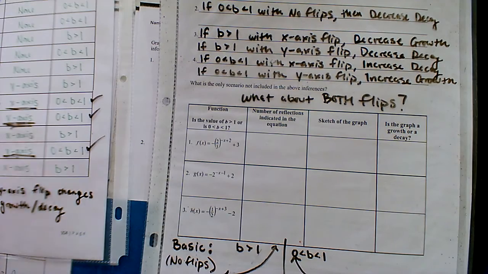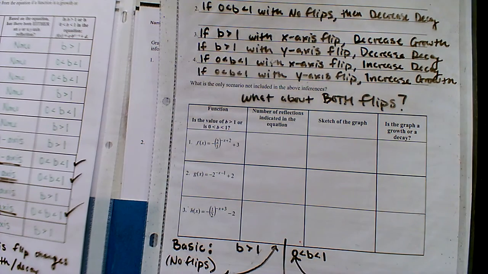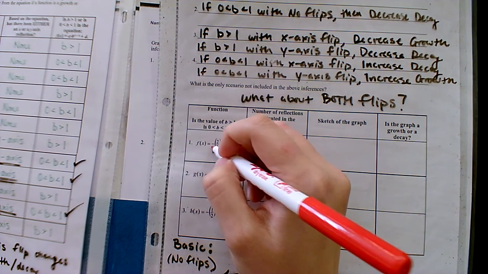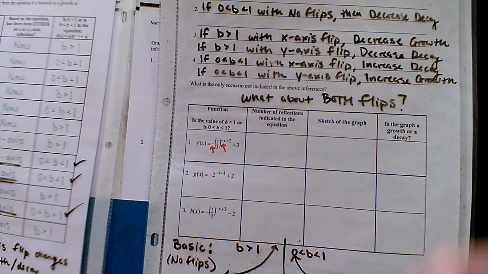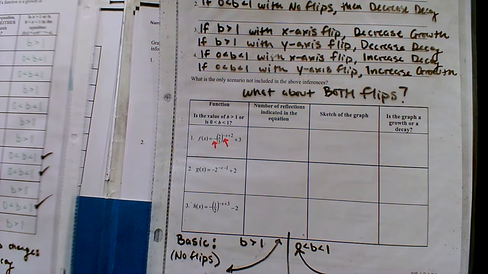So if you look at the first one, looking at the equation, we can notice that we have 2 negatives. One of them is out front, and the other one is in the power spot. Just to kind of review, can we maybe list which negative represents the x-axis flip and which one represents the y-axis flip?